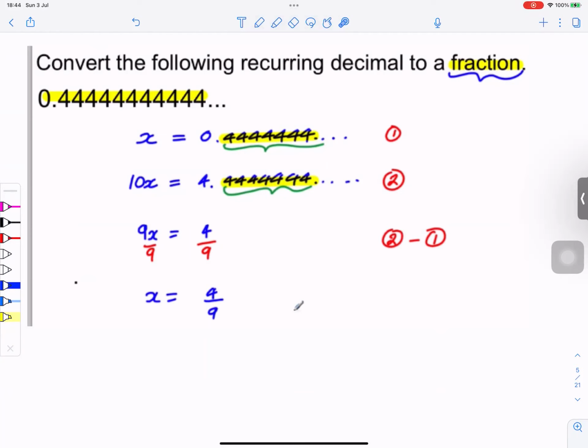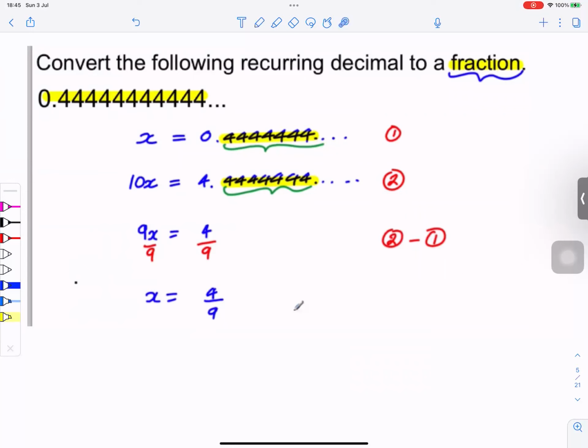And I'll show you how they did that one. What you do is, some people use the letter F, but let's use x. Let x be 0.444444. You see that? Yeah. And then after that, because it's only one number that's recurring, you times by 10. When you times by 10, this will become 4.44444. Can you see that? Yeah. And then you subtract. You do equation 2 take away equation 1.